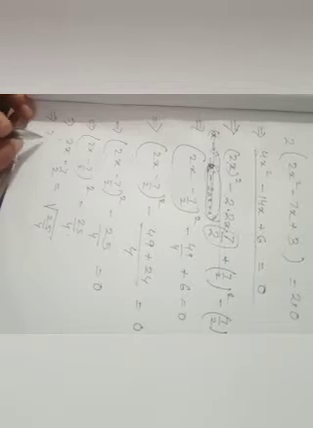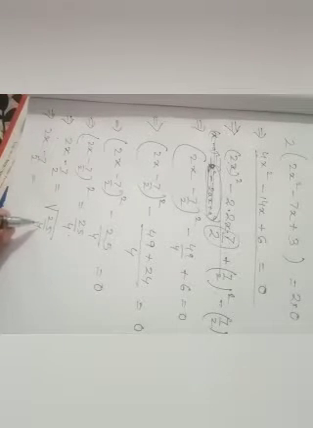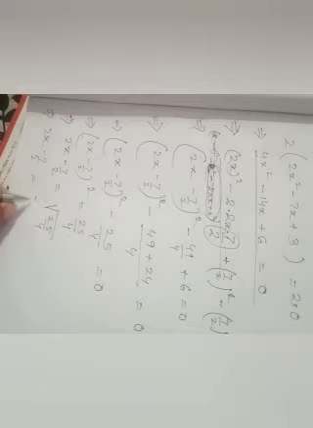Now, as 25 is a complete square number and 4 is also a complete square number, then square root of 25 by 4 will be plus minus 5 by 2. Okay.